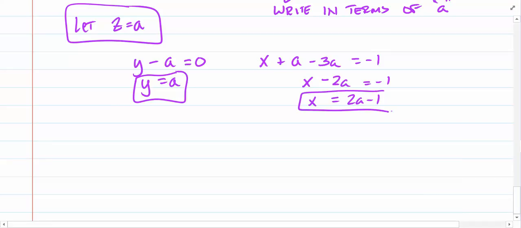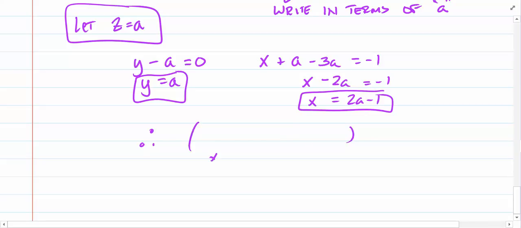So therefore, if there are infinitely many solutions, the only thing that we care about is the relationship between x, y, and z, not necessarily the values themselves, because there are infinitely many. So our solution will look something like this.